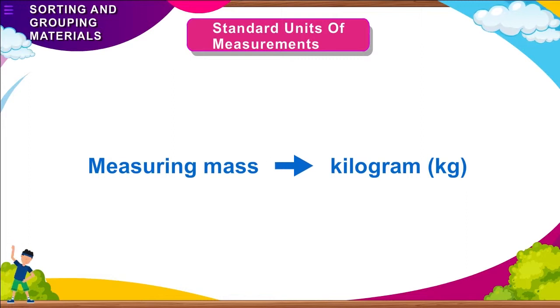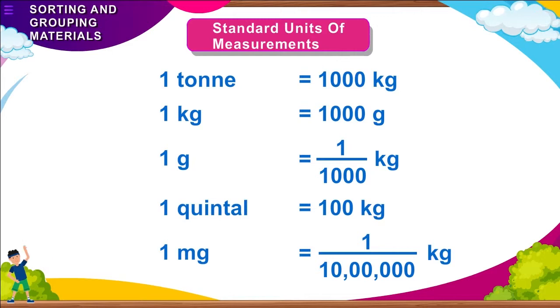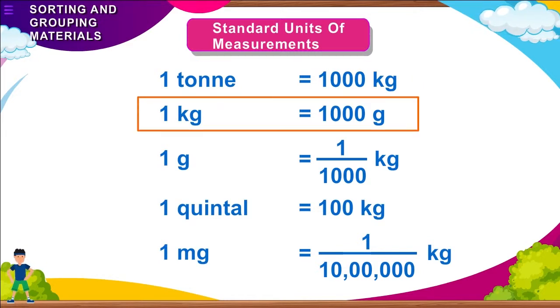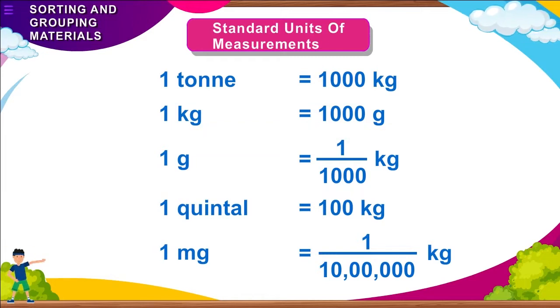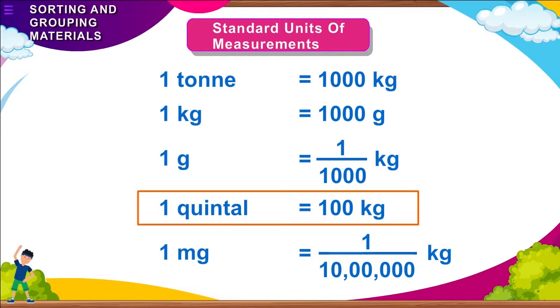The SI unit of measuring mass is kilogram. Some other commonly used multiples are given here, which are used according to their suitability. 1 ton is equal to 1000 kg. 1 kg is equal to 1000 gram. 1 gram is equal to 1 upon 1000 kg. 1 quintal is equal to 100 kg.